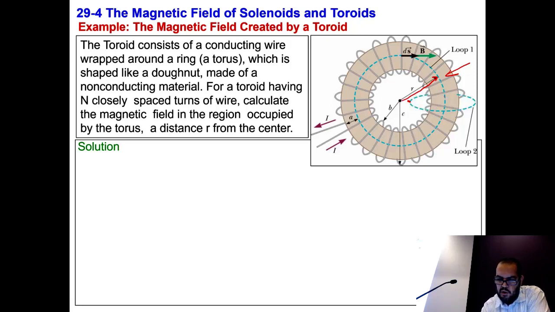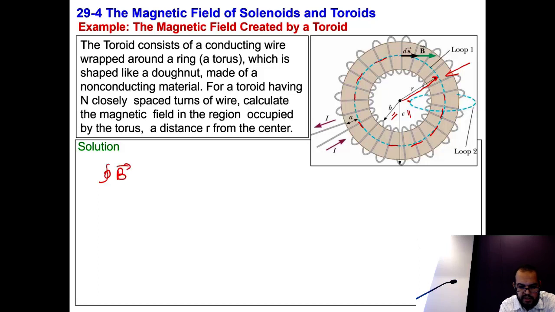So what we will do is draw an Amperian loop. This is the Amperian loop indicated in blue, of radius r, and the inner radius of the toroid is b. This is the inner radius, the outer radius is c, and we want to determine the magnitude of the magnetic field inside the toroid. So let's write Ampere's law. Ampere's law says the integral over a closed path of B dotted with ds is equal to mu 0 I enclosed.